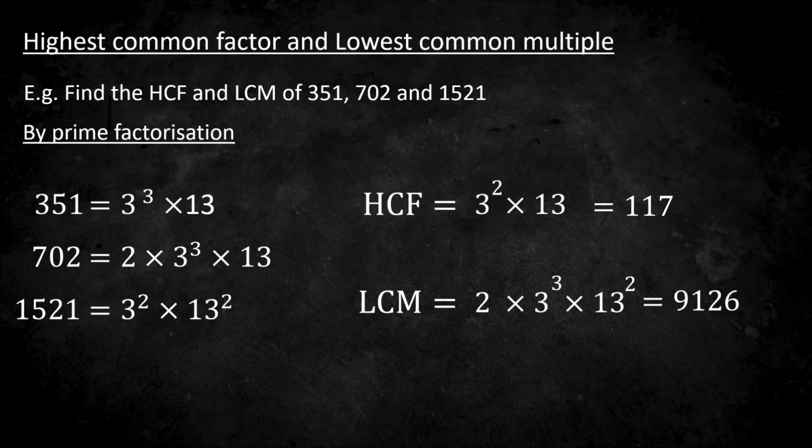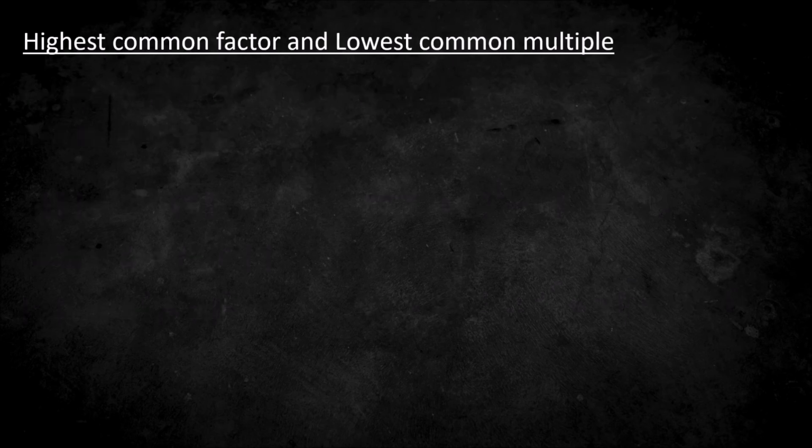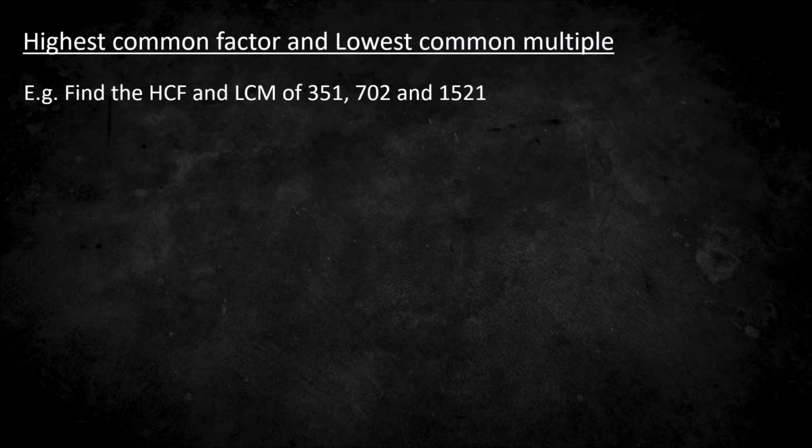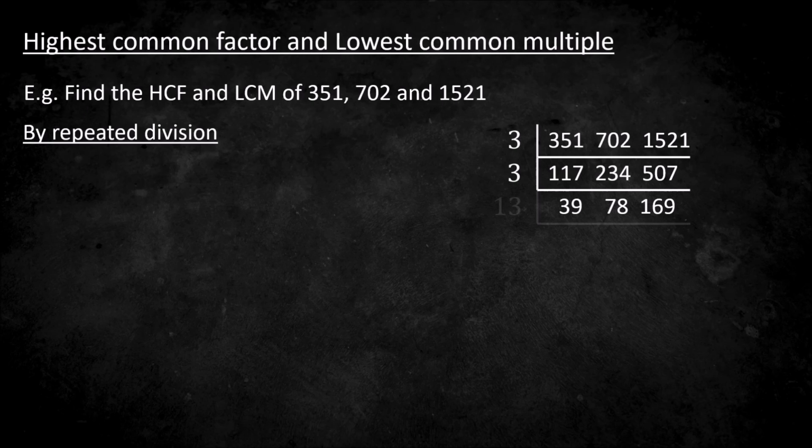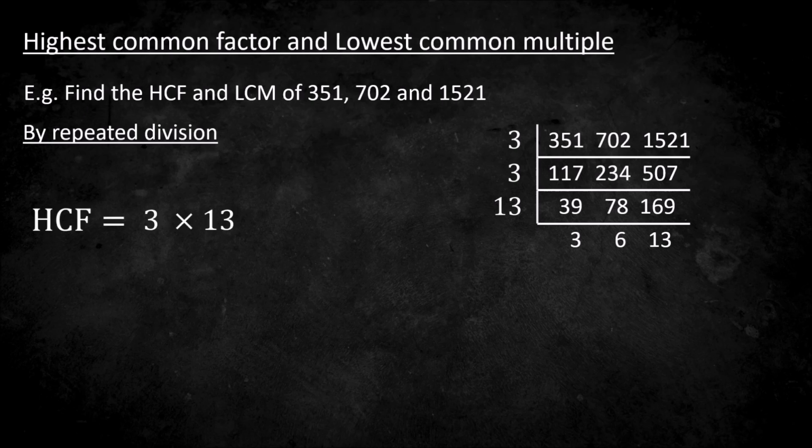Next, let's use repeated division to find the highest common factor and lowest common multiple. Start by dividing the 3 numbers with the smallest prime number. All 3 numbers are divisible by 3. The next prime number that all 3 numbers are divisible by is 13. The 3 numbers are no longer divisible by any prime number. The highest common factor is the product of all the prime numbers up to this point.